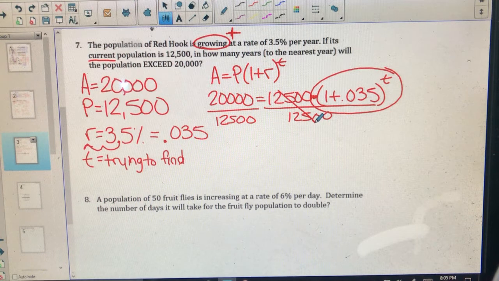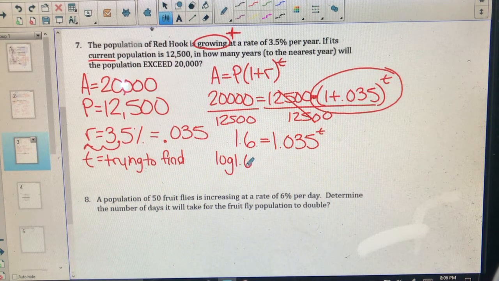If I do 20,000 divided by 12,500 in my calculator, I get 1.6, which is nice. And then that's going to be equal to, if I simplify this, 1.035 to the t. And now you're set to use logs. You start by taking the log of both sides. So the log of 1.6 is equal to the log of 1.035 to the t.